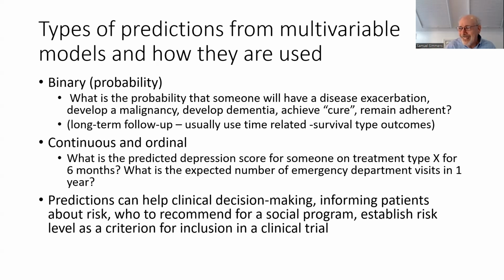It's not done frequently, but in theory it can be used, and I think it has sometimes been used in designing clinical trials as an inclusion criterion. One of the criteria is that a patient must have an estimated risk of having a particular outcome of at least 30% or 20% or 90% or something like that. So think broadly about how you can use these kinds of models.